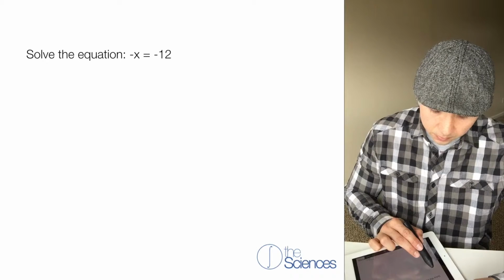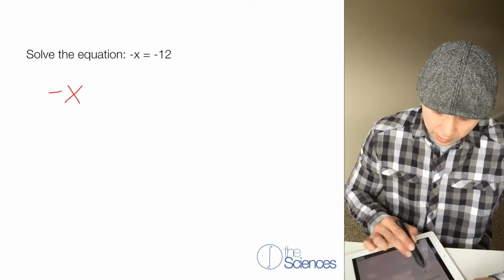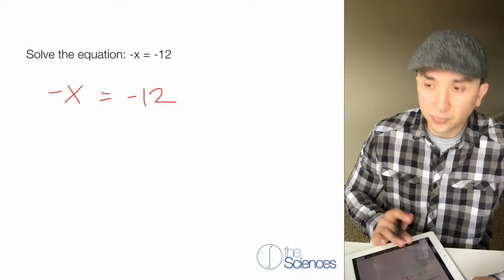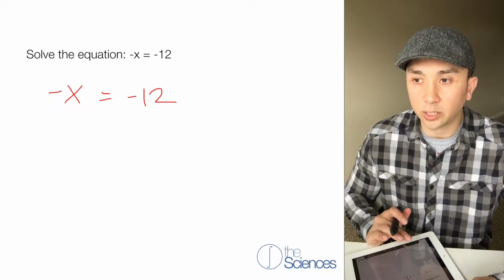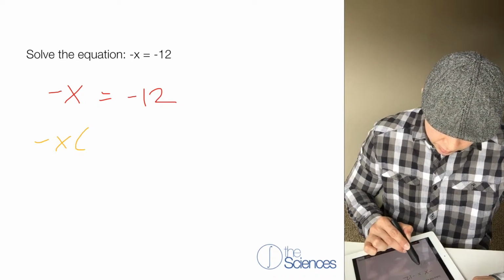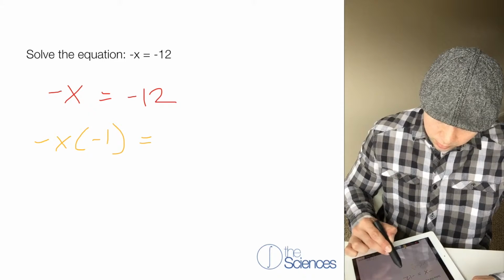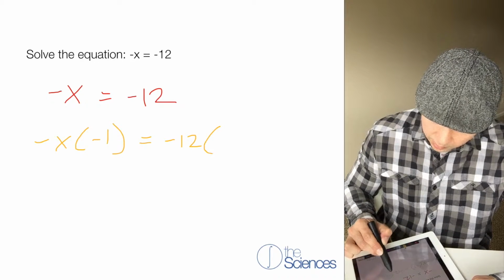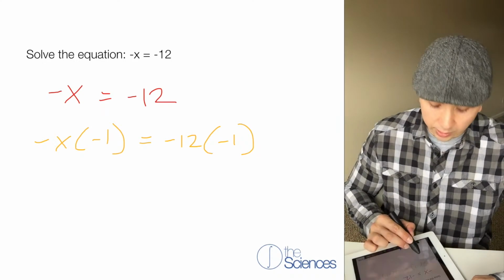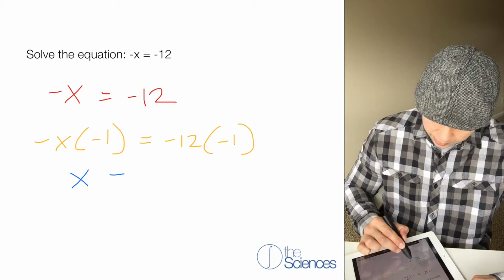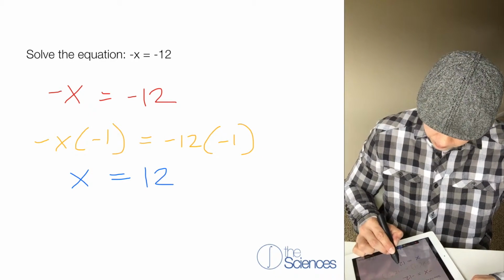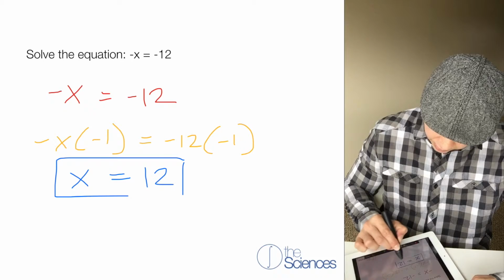Here we have negative x equals negative 12. So what we're going to do is multiply both sides of the equation by negative 1. So we have negative x times negative 1 equals negative 12 times negative 1. So negative x times negative 1 is x, and negative 12 times negative 1 is 12. So that's our answer, x equals 12.